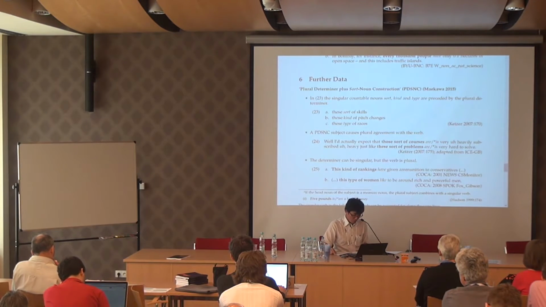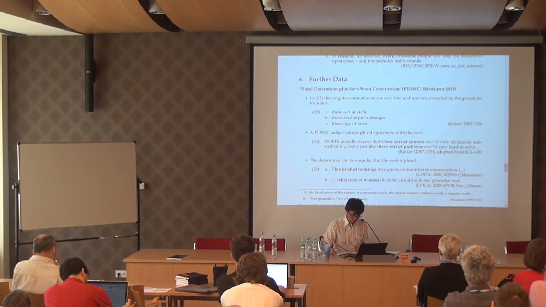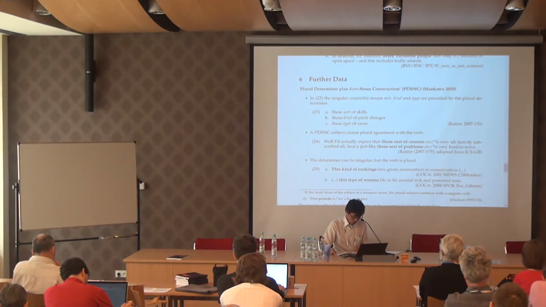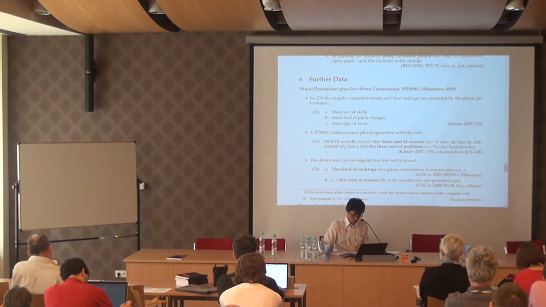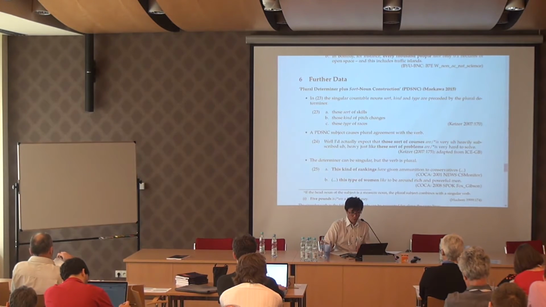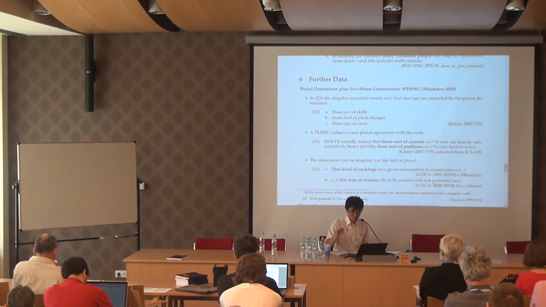And another similarity is that, as 24 shows, this construction causes plural agreement with the verb, because the head of the whole construction is a plural noun after all. In 24, those sort of causes takes are, not is, as a verb, because the verb agrees with the plural noun causes. So in 24, those sort of causes are very heavily subscribed, and also these sort of problems are very hard to solve. So there is an agreement between causes and are, problems and are.